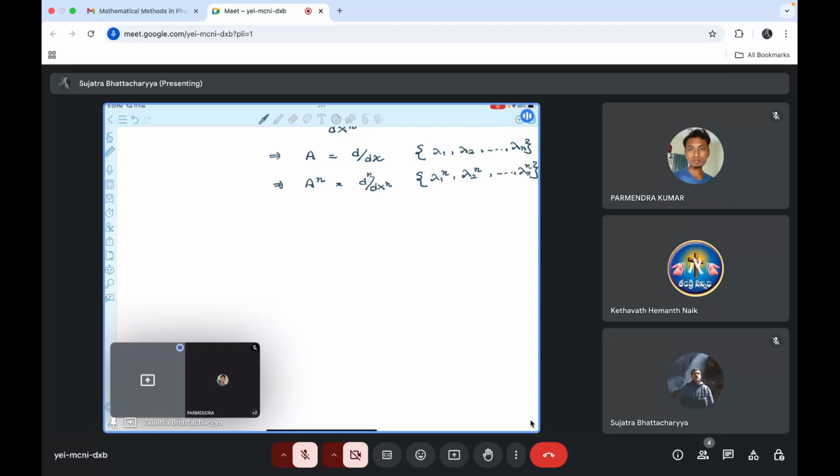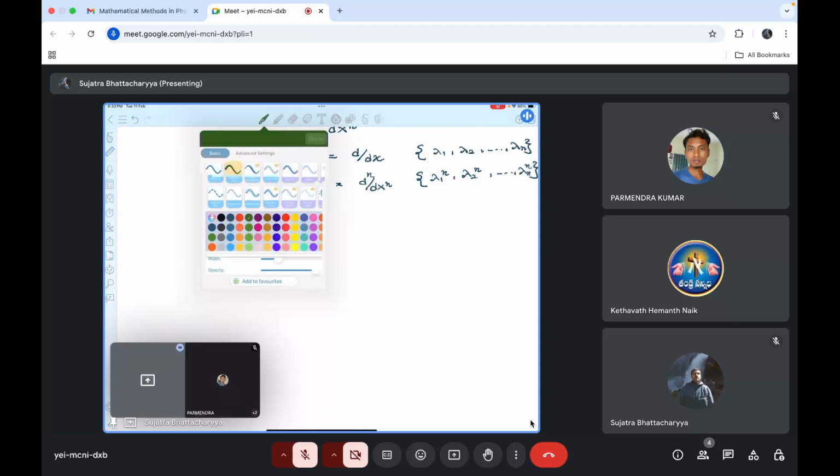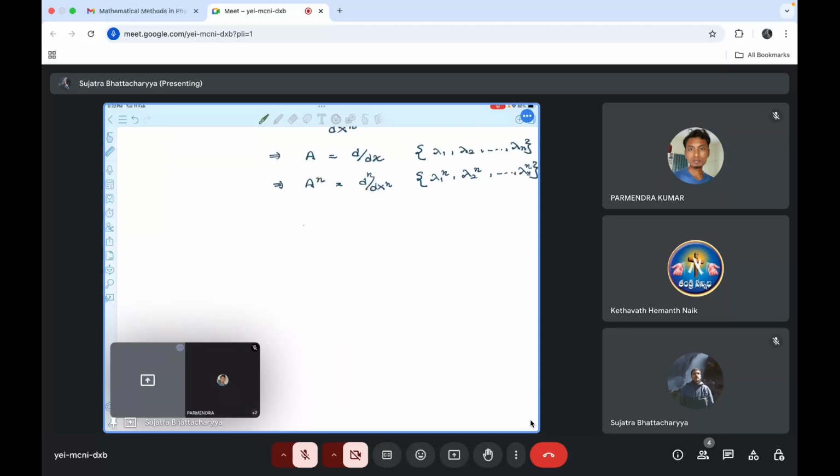Fine. Once we have done with these examples, then we come to different other operators. For example, let's come to the Hermitian operator. Important operator. We generally call this self-adjoint.